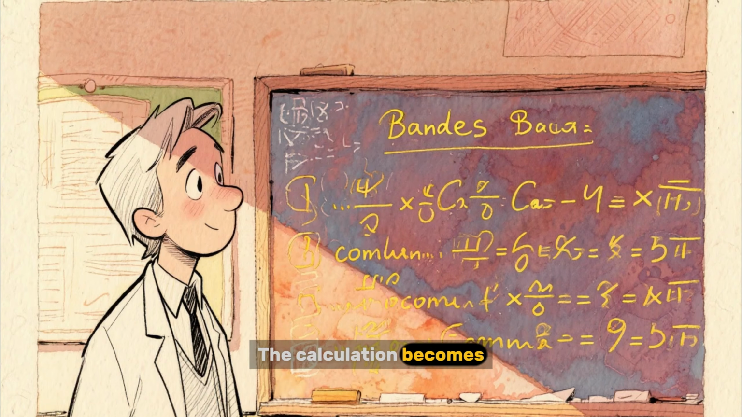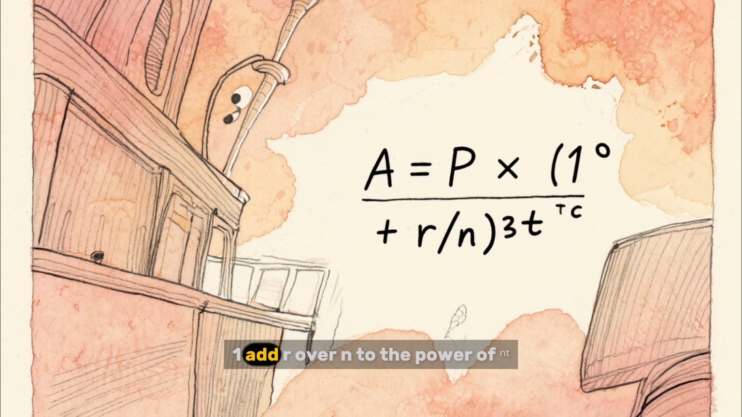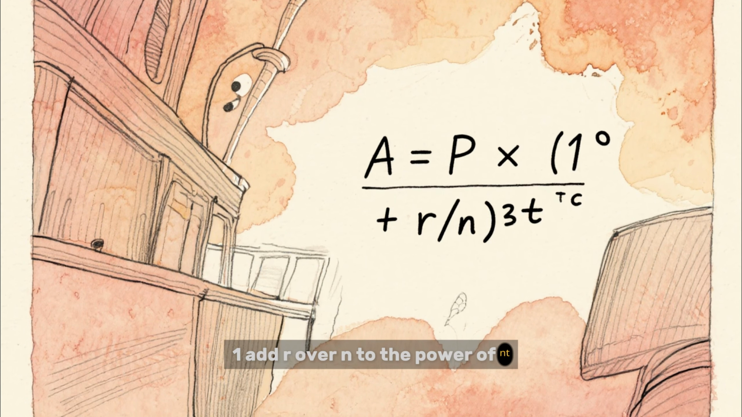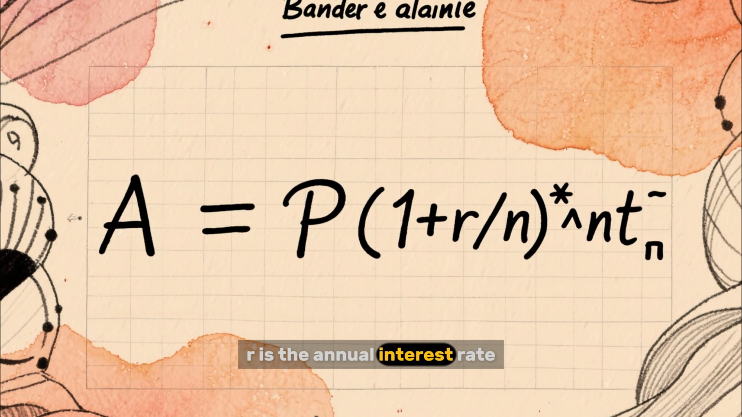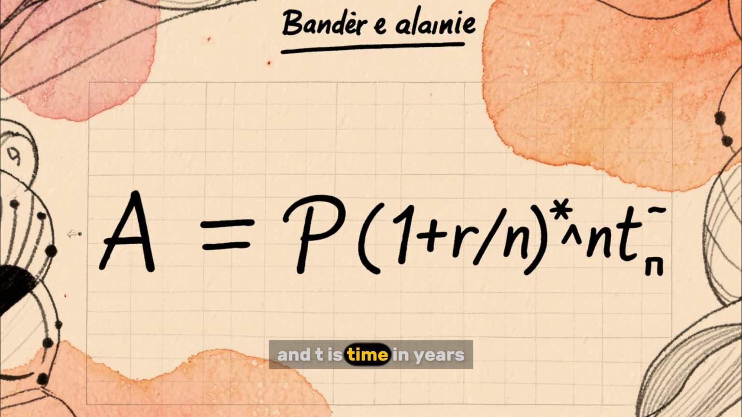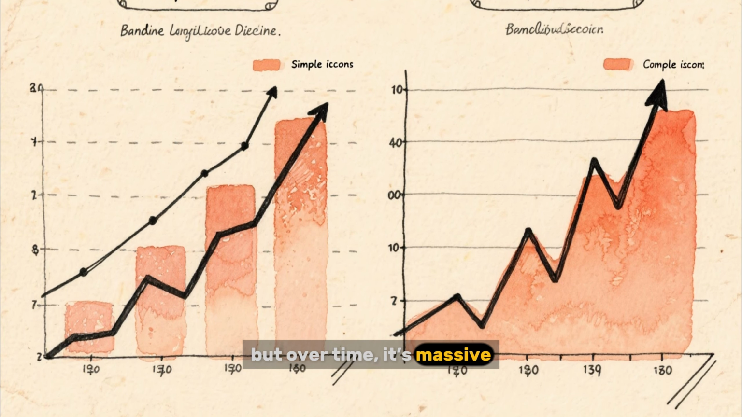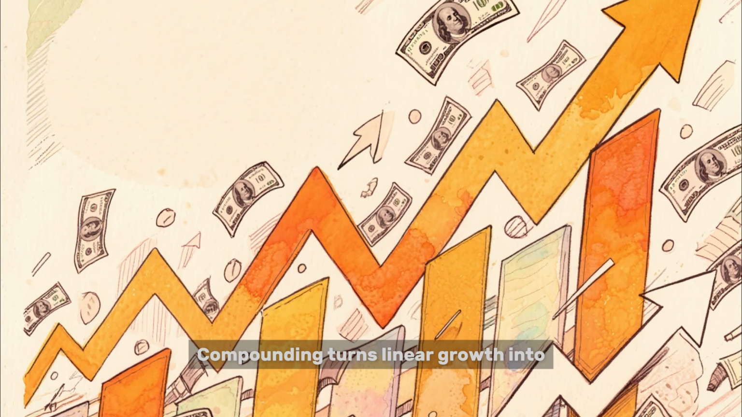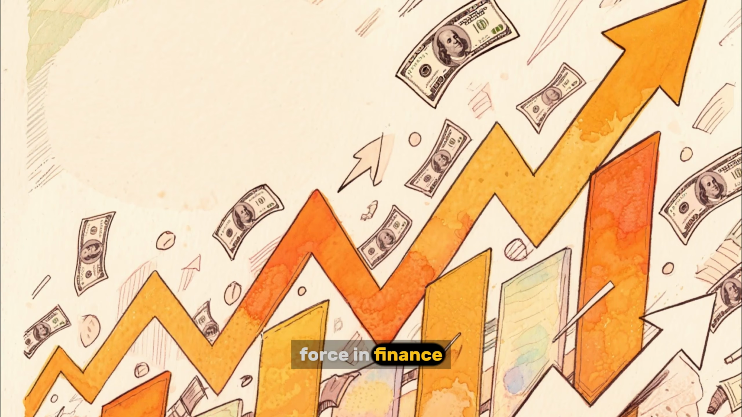The calculation becomes A = P × (1 + r/n)^(nt), where A is the final amount, P is the principal, r is the annual interest rate, n is the number of compounding periods per year, and t is time in years. The difference may look small on paper, but over time, it's massive. Compounding turns linear growth into exponential growth. And that's why it's often called the most powerful force in finance.